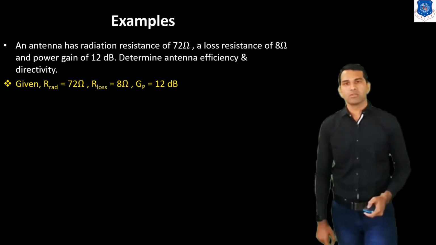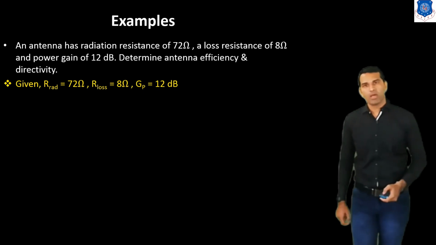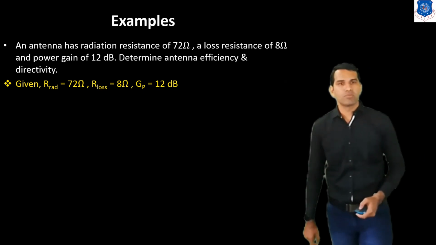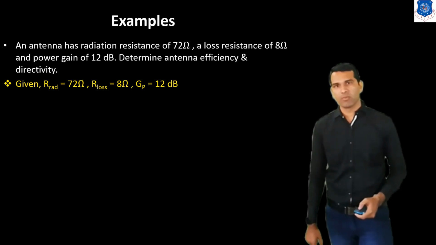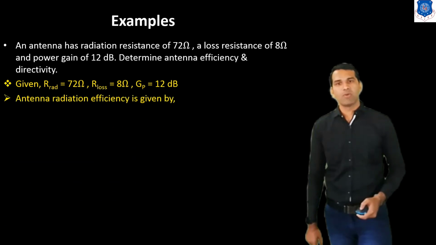So here, given R radiate, that means radiation resistance, is 72 ohm, and R loss, that means the loss resistance, is also given as 8 ohm, and GP, that means the antenna power gain, is 12 dB.